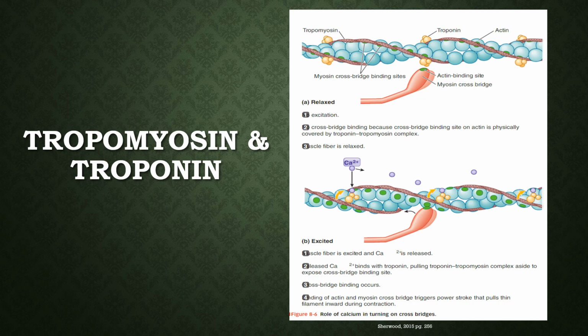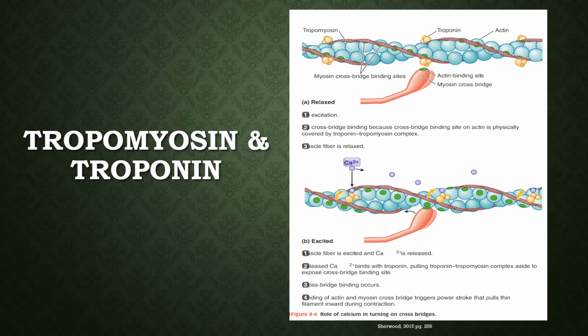So as seen at the top of the image here, part A, where it says relaxed, at the first step here, we have no excitation, and then there's no cross-bridge binding because the cross-bridge binding site on the actin is physically covered by the troponin and tropomyosin complex.